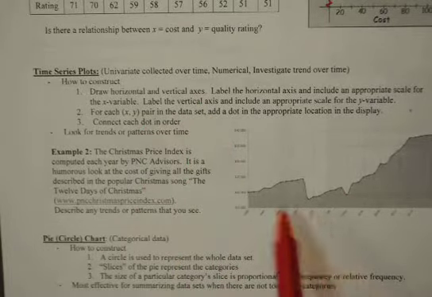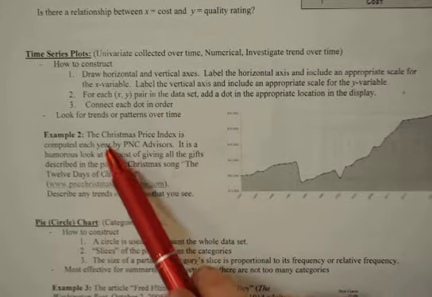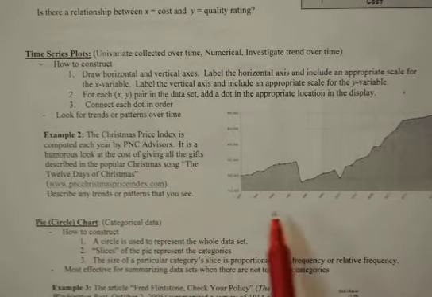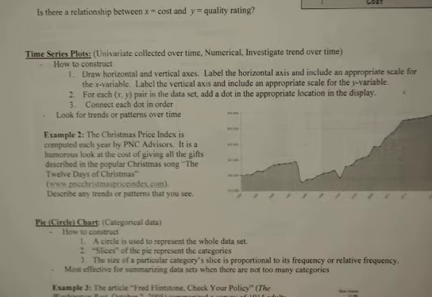Like I said, here's an example. This is the Christmas price index. Pause the video and read through this. The Christmas price index is the price of giving all the gifts of the popular song, the 12 Days of Christmas. It's hard to read, but that's 1984, and here's 2019. You can see that they took a dip right here, which is interesting.